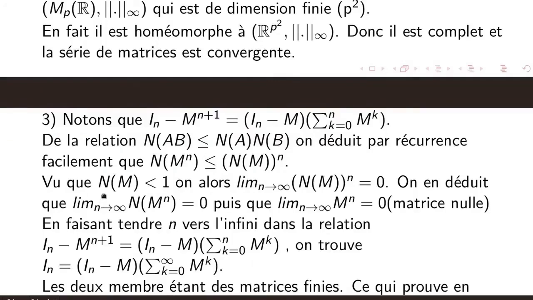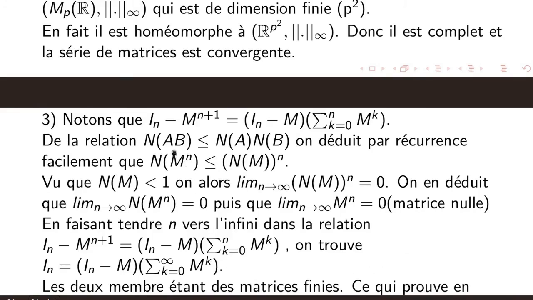Since we know that the norm of M is strictly less than 1, the limit of this real number, the norm of M to the power of n, is 0. We deduce that the limit of the positive term it bounds is also 0. Now this is the norm of the matrix M to the power of n. And so if the limit of the norm is 0, the limit of the matrix is 0, or it is the zero matrix.